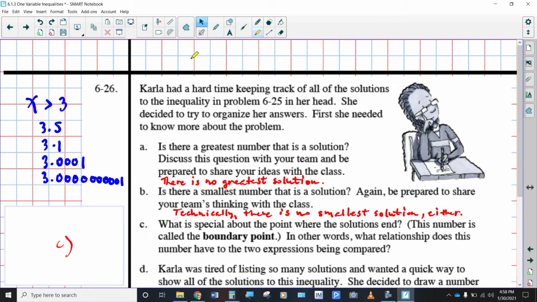That's why when we express these solutions, we just say it's any number greater than 3. Anything that's greater than 3 will work. This works, this works, this works, this works. And of course, any number greater than 4 would work, and any number greater than 5 would work, all the way up to positive infinity.